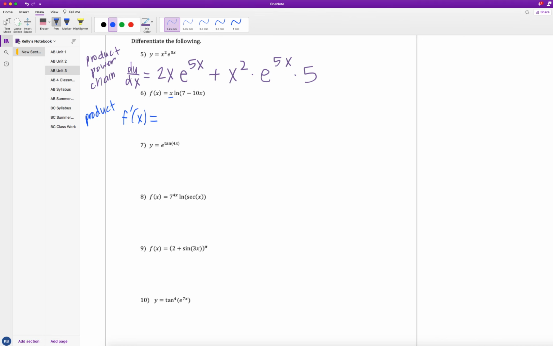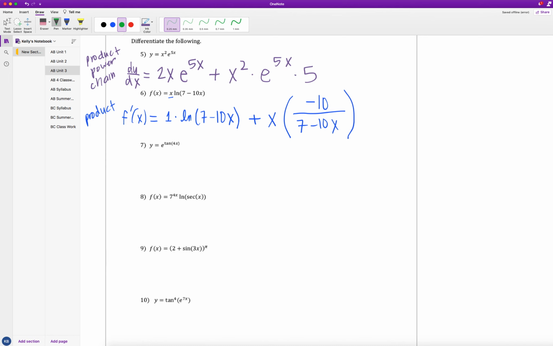Okay, so to find our derivative here, start with the derivative of x, that's just going to be 1, times the second function, so the natural log of all of that, plus keep the first function the same, which is x, times the derivative of a natural log function, which is going to be 1 over the input, so 1 over 7 minus 10x, times the derivative of that 7 minus 10x, which would be negative 10. And that will be our f prime for example 6.